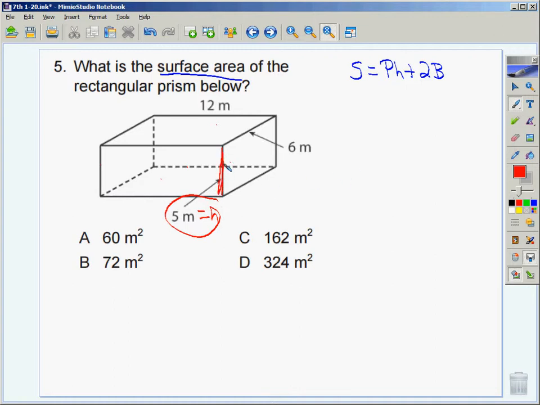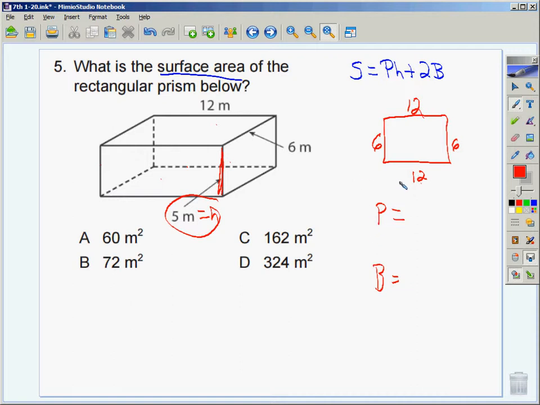If I chose height as being 5, when I separated out my base, the piece that I separated out was 12 by 6. This is where P and B come from. The perimeter of this base and the area of this base. If this is 6, the opposite side is also 6. If this is 12, the opposite side is also 12.